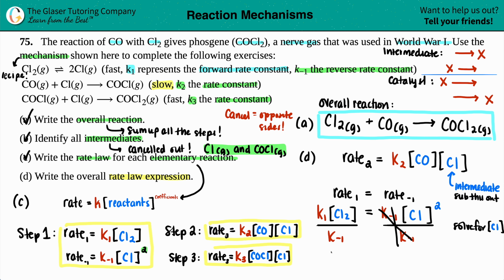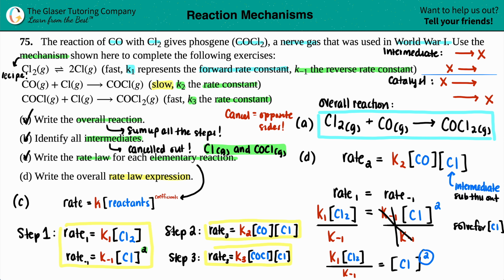So no numbers, that's okay. This is K1 times the concentration of Cl2, over K negative 1, with the K negative 1 on the bottom. And this all equals now the concentration of that intermediate, the Cl, squared. We're almost there. We just want Cl by itself. So what are we going to do?